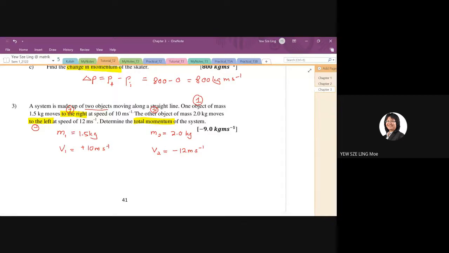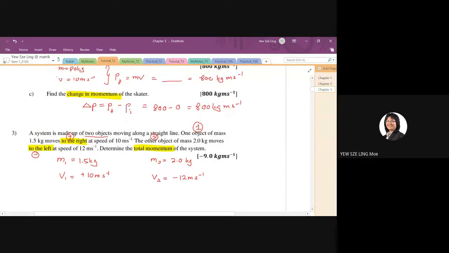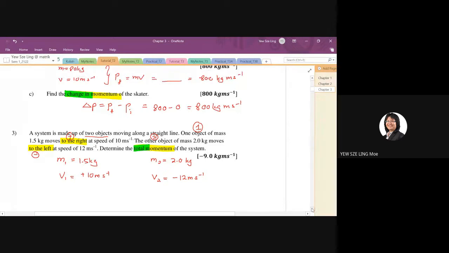And if you look at the question, what is it asking for? The question is asking for total momentum. Just now it was a change in momentum. Make sure you read the questions carefully. Sometimes the question will mention change, sometimes it will mention total. Change means final minus initial. Total means you're going to add them up.